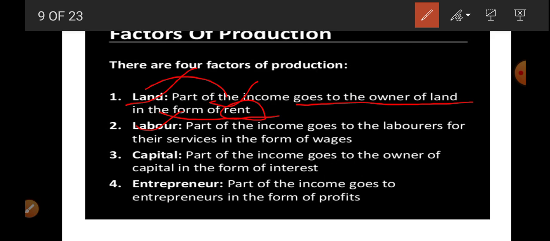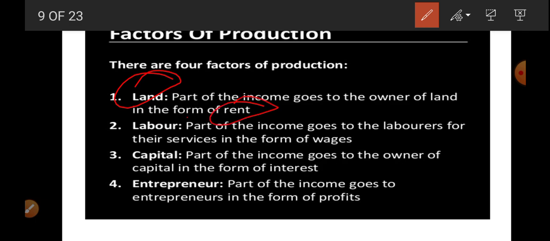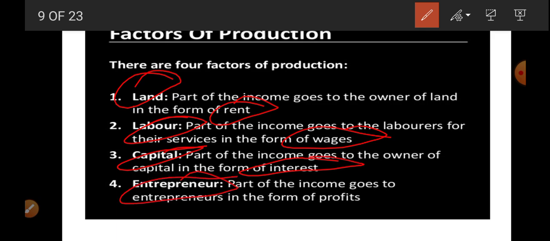Labor: when a laborer provides his or her service, in return he or she gets wages. Capital: when you give someone else your money to use, that person makes a payment, which is known as interest. Like if you deposit your money in a bank, the bank pays interest on that. Entrepreneur: the person who takes risk. Because of that risk, there is a production process, and the entrepreneur earns profit. So remember these things: land gets rent, labor gets wages, capital gets interest, and entrepreneur gets profit.